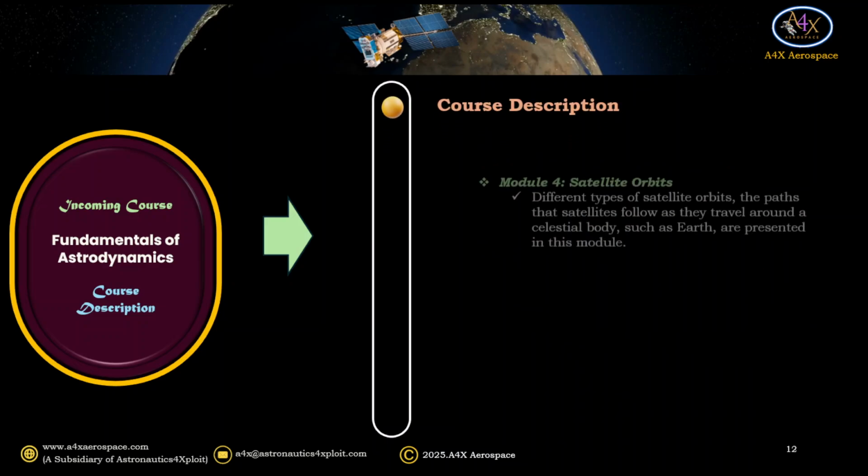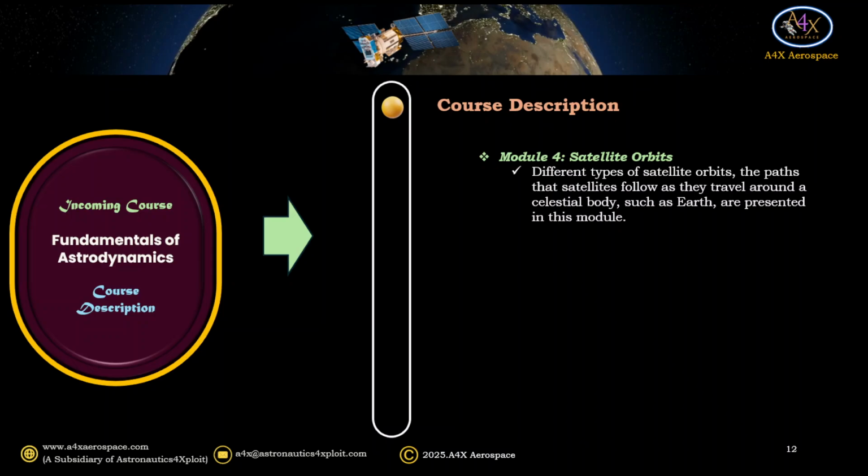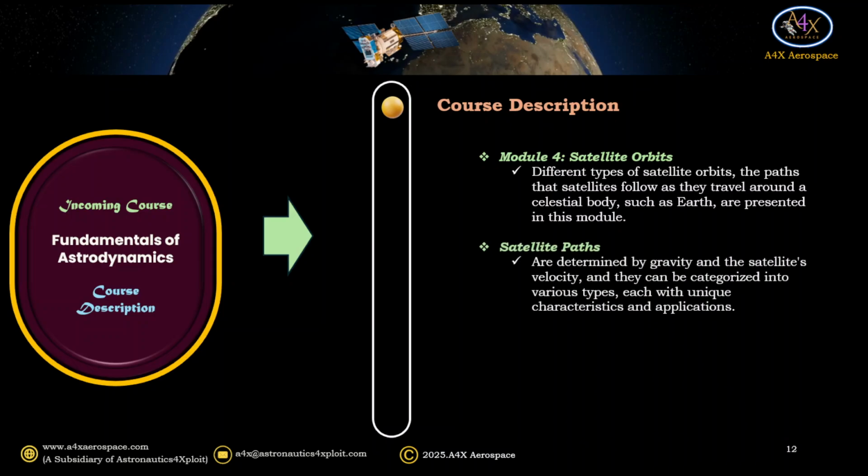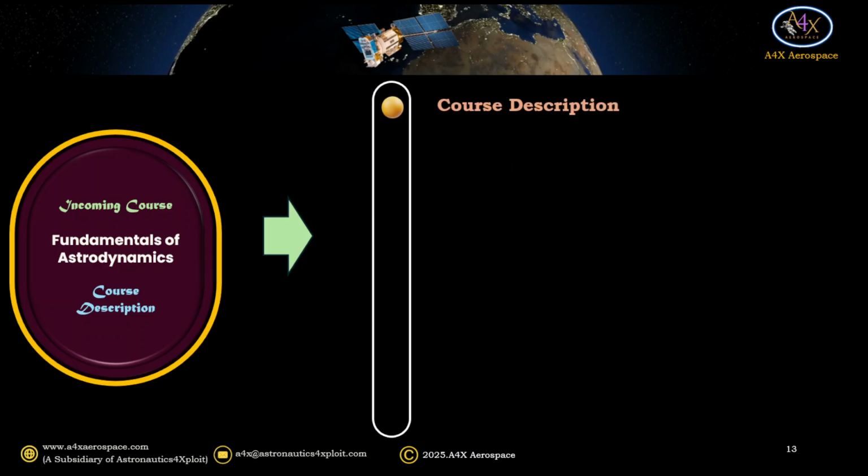Module 4, Satellite Orbits. Different types of satellite orbits, the paths that satellites follow as they travel around a celestial body such as Earth, are also presented. Satellite paths are determined by gravity and the satellite's velocity, and they can be categorized into various types, each of them with unique characteristics and applications.